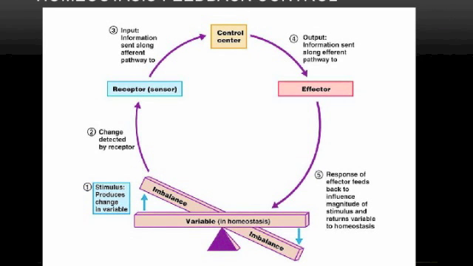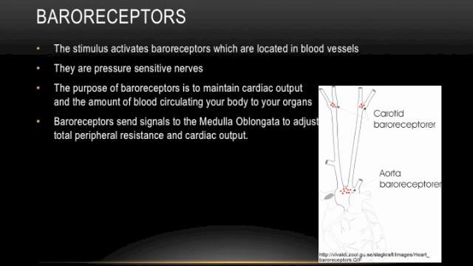This is known as a disruption to homeostasis and is called the stimulus. In referring to blood pressure, this will be the changing of high or low blood pressure in a wildebeest. This change in blood pressure activates the receptors known as baroreceptors. Baroreceptors are pressure-sensitive nerves found in the large arteries closest to your heart, such as the aortic arch, that monitor dilation of the elastic walls of the arteries and blood pressure, sending signals to the controller. The purpose of baroreceptors is to maintain cardiac output and the amount of blood circulating your body to your organs.